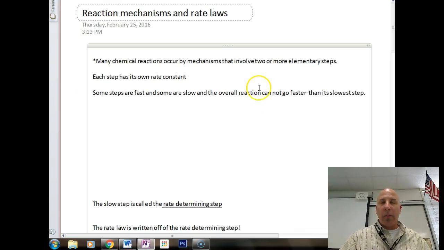Hi, in the first video of this series, we talked about reaction mechanisms and multi-step reactions. We're going to continue on with that today in how to take a reaction mechanism and write a rate law based off of it.